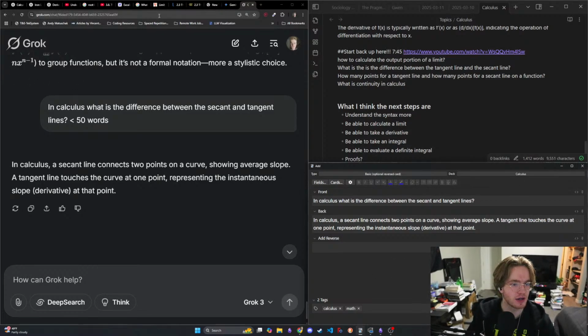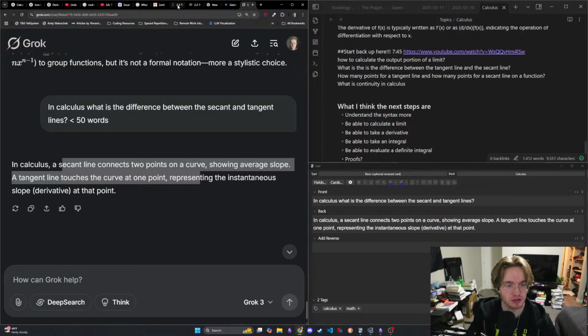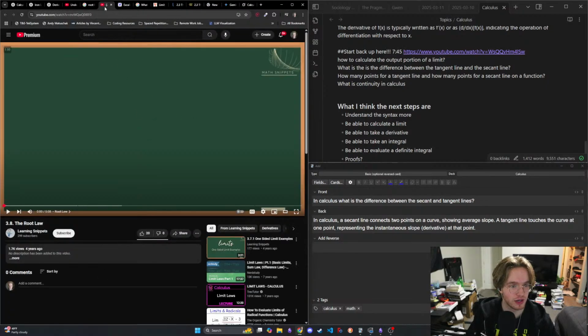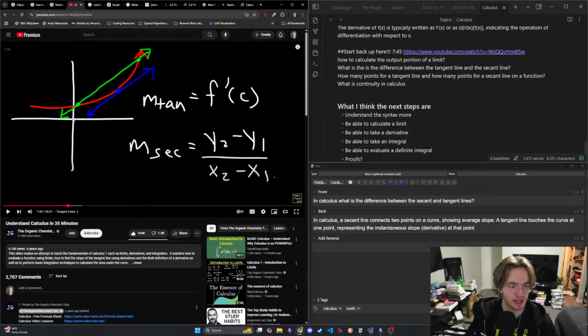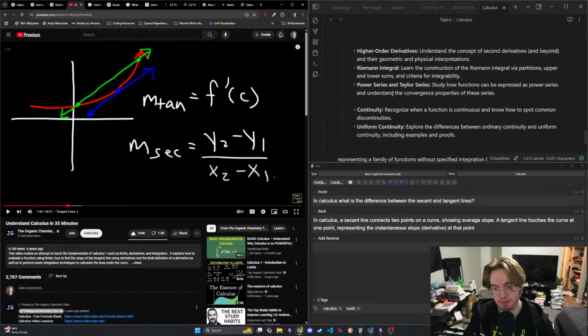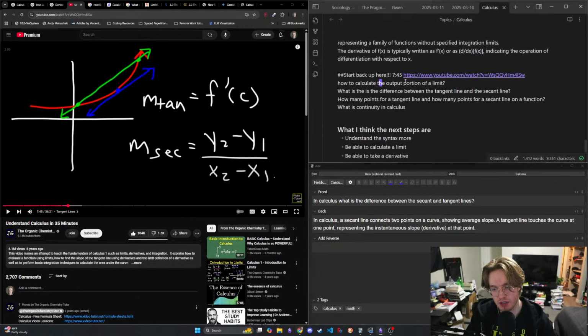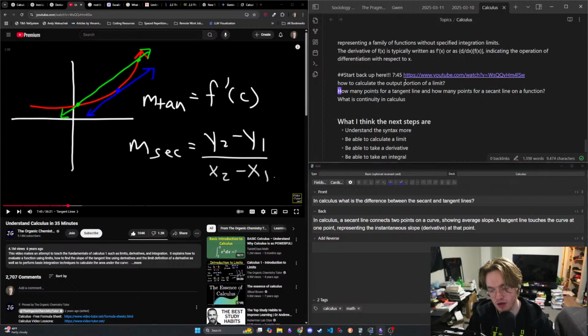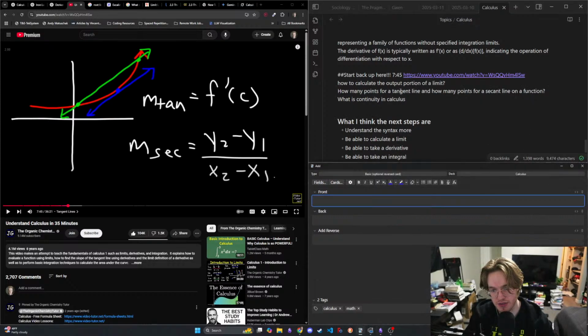So what I'm saying here is it talks about the secant here, connecting 2 points along the curve. This is in our video right here. And Grok is describing that this is the average slope between these 2 points. Yeah, I don't have an intuition for that, but that seems reasonable. Okay, I think that's a good answer there.